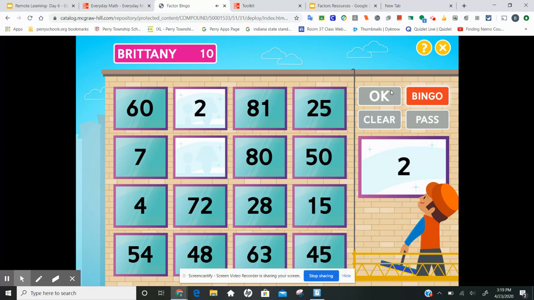Again, this is bingo, so you can try it different ways. It would have been completely fine for me to do 4. It might have been better for me to do 28 or 60, okay, because I know 2 would have been fine for that as well. So just practice. Again, it's more about figuring out the factors than trying to get the bingo here.